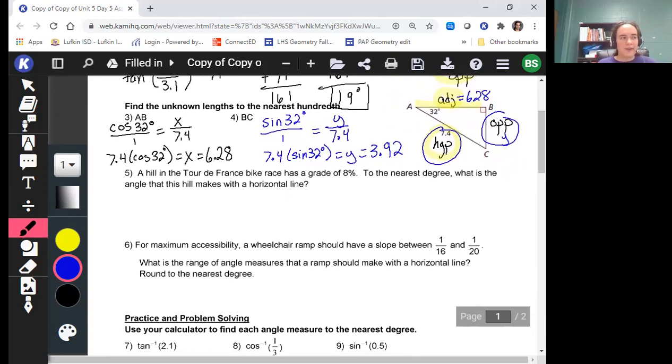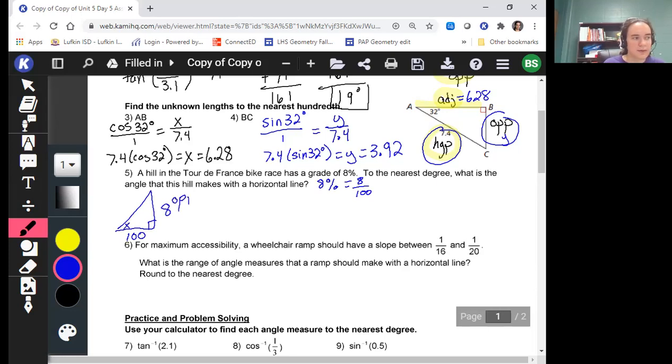On number 5, a hill in the Tour de France bike race has a grade of 8%. To the nearest degree, what is the angle that the hill makes with a horizontal? Remember to change that percent to a fraction. So we have 8 over 100. Remember that it's just like slope. 8 is our rise, 100 is our run. And we're looking for the angle at the bottom.